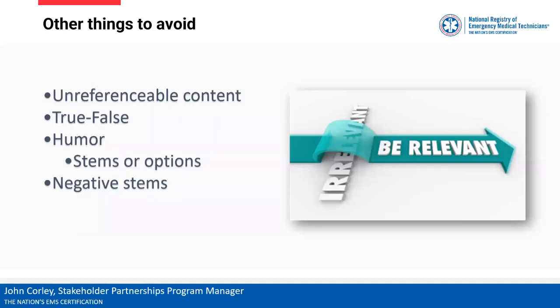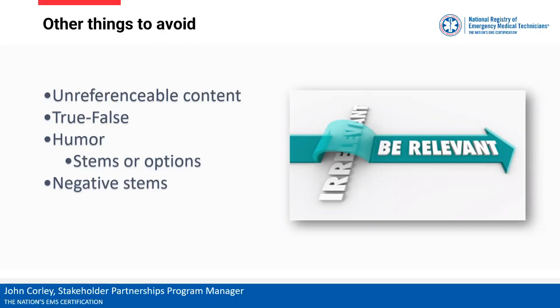So other things to avoid, if you can't reference your content. Now you're referencing your content from your curriculum, right? And so you're using your textbooks and your AHA guidelines and those types of things. And so make sure that you can defend your answers in there. It's always good to have a rationale written out. So when you create a test question, always make sure that you write out a rationale as to why it's correct and why your answer options are wrong. We do that at the National Registry for our test questions. We make sure we have rationales written by the item writers.